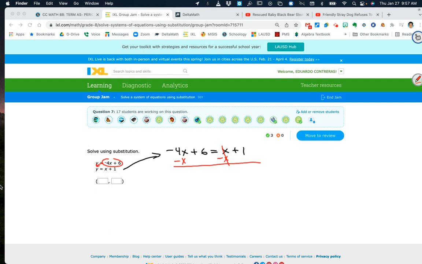Okay? Hold on. Remember, this is a 1. That's a 1. So we're adding negative 4 and negative 1. That's negative 5. That's one of the reasons I'm glad they gave us this. That's a little tricky. So now it's negative 5x plus 6 equals 1. Let's get rid of that 6.